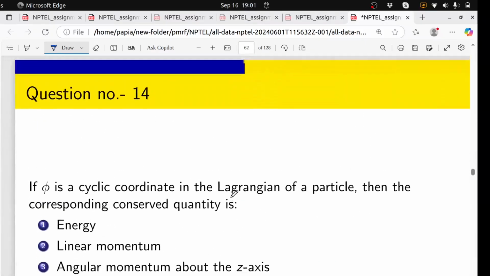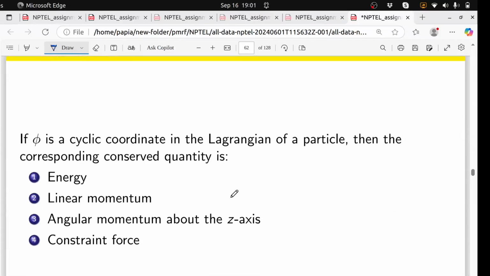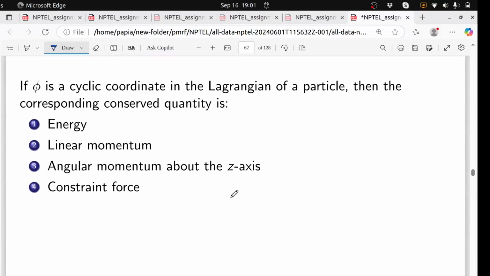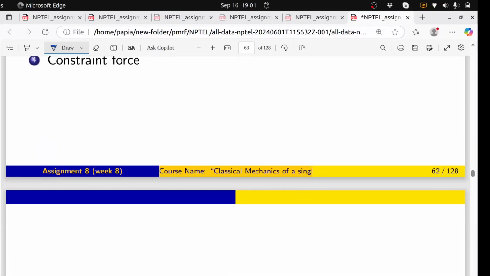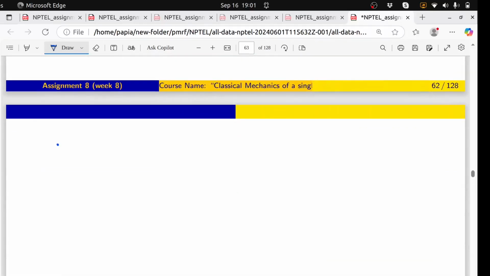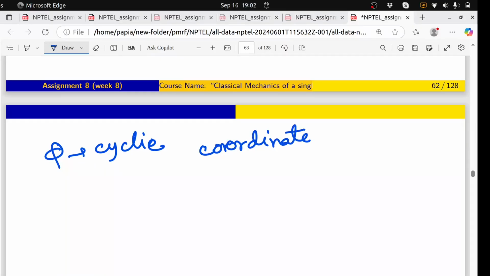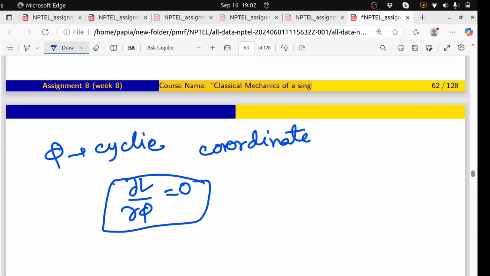Okay, now we can come for the next question, question number 14. If phi is a cyclic coordinate in the Lagrangian of a particle, then which one will be the conserved quantity? Okay, fine. So it is saying that phi is a cyclic coordinate. So what is the meaning of the cyclic coordinate? Cyclic coordinate means del L del phi is equal to 0. This is the condition for the cyclic coordinate.